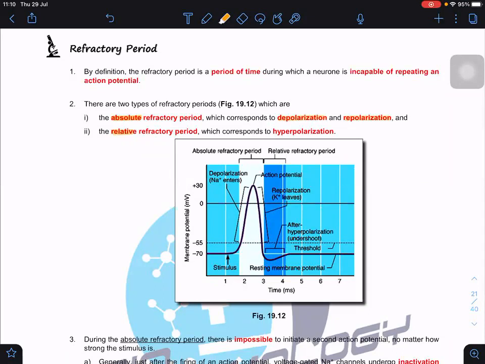Okay, now relative refractory period actually corresponds to the hyperpolarization, where if the stimulus strength is large enough, then action potential can be generated, but provided that the strength of the stimulus is very, very strong. Okay, I will show you guys what is meant by the absolute refractory period and relative refractory periods.